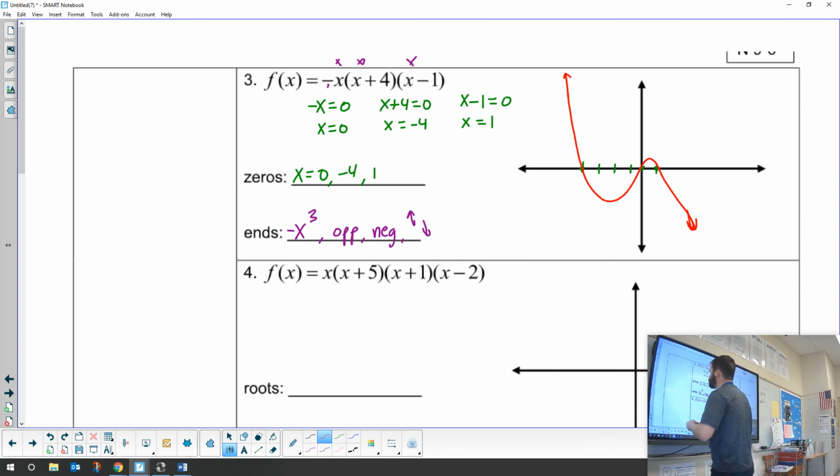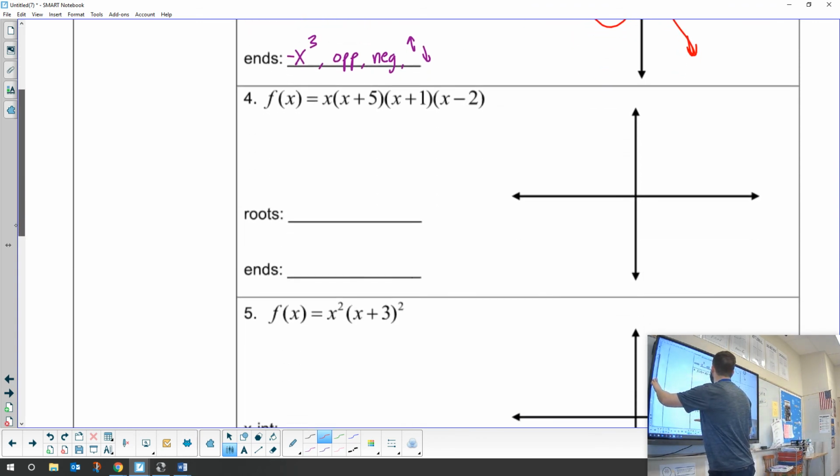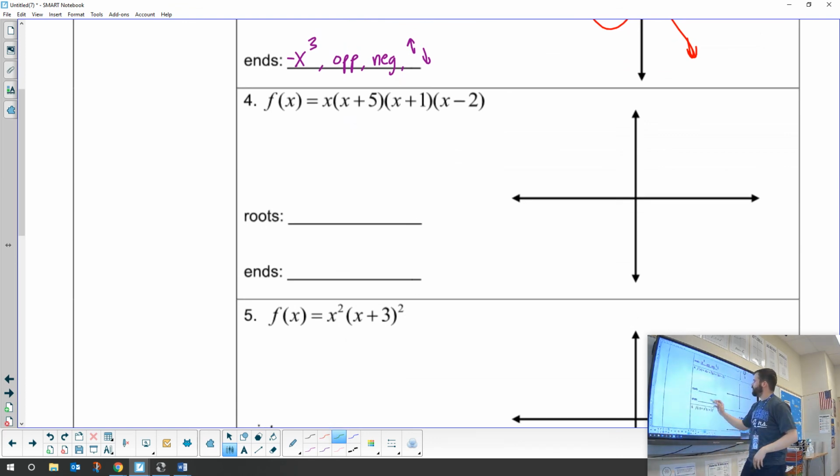All right, let's take a look at number 4. I'm just going to list my roots for this one. We have an x by itself, so that means I have a root of 0 for that one, because x equals 0. We have negative 5, opposite of that one. We have negative 1, and I have 2. So those are my roots.